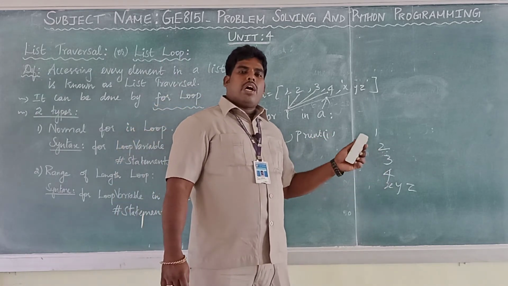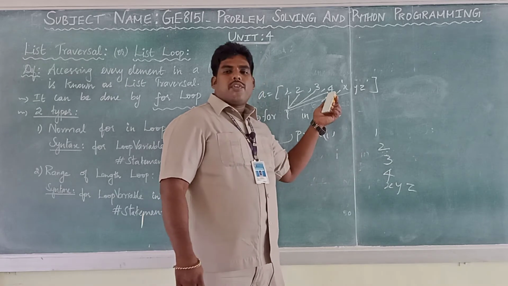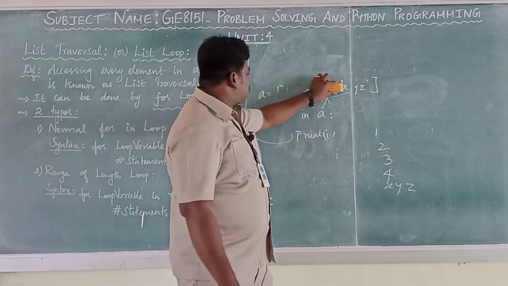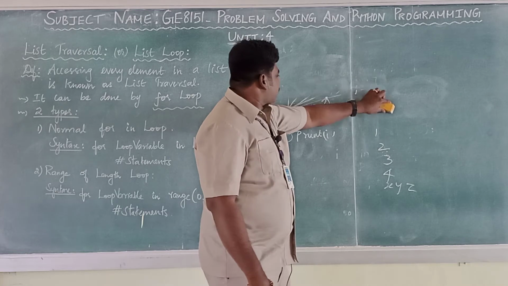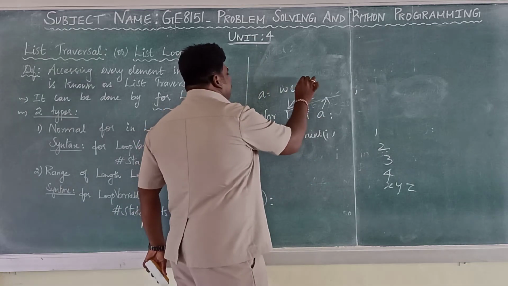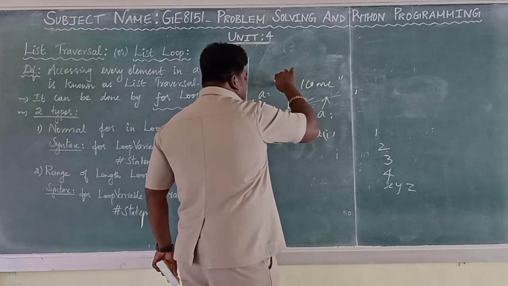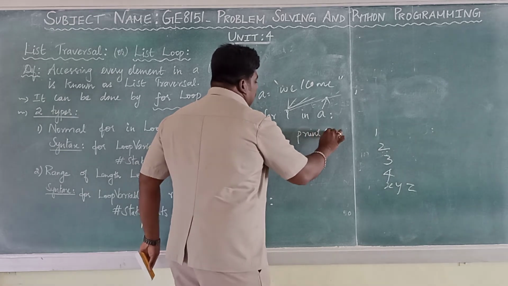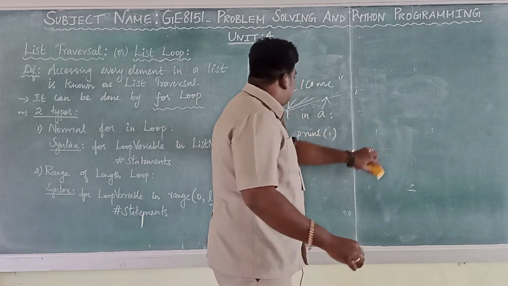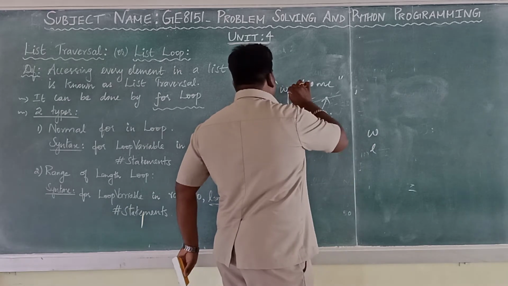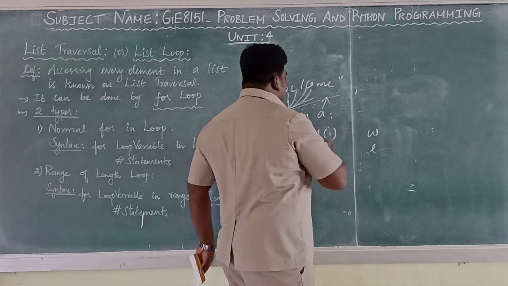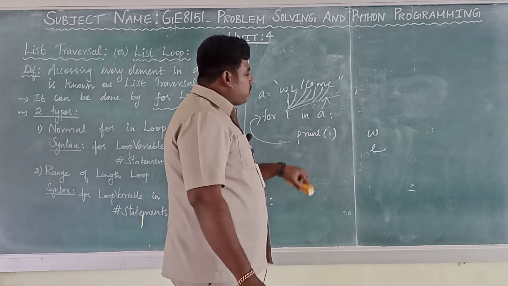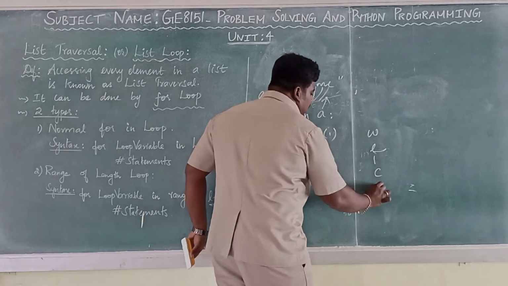This is called traversal. If you are doing it for a list, it is list traversal. If you are doing it for a tuple, it is tuple traversal. You can use a string also. For example, here, welcome. If you use it like this, the same thing, print I. At first it will print W, then E, then L, then C, then O, then M, then E, one character per iteration.